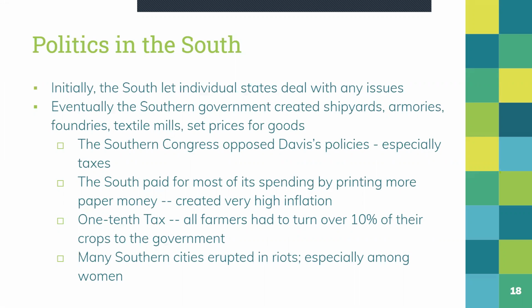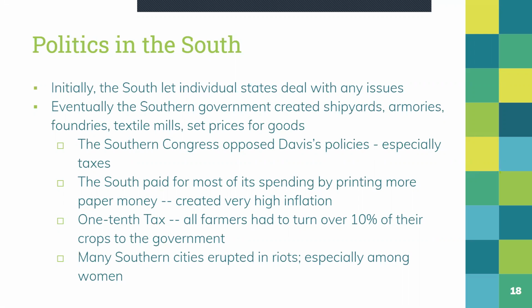Now, initially, the South is kind of letting their individual states deal with all the issues. Remember, they believed in states' rights, and they didn't want to force states to do anything. But as the war is going on, they realize that they need to tell states what to do. They need to do things as a Southern government. And so the Southern government created shipyards and armories, foundries, mills. They created prices for goods. They created taxes, which the people really didn't like.